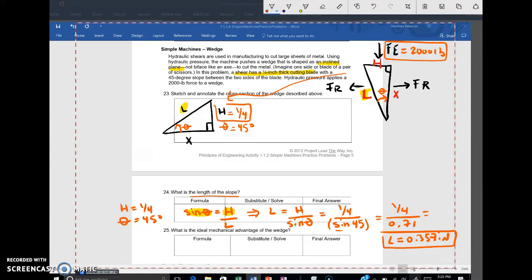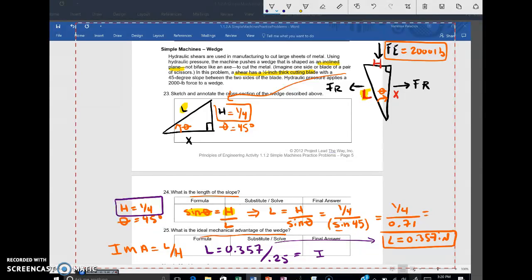Okay? And then the last one says, what is the ideal mechanical advantage? So the ideal mechanical advantage, remember, is going to be L over H, right? So we know our L, right? Our L is going to be equal to 0.357. We just solved for that. Remember? Here. And then we divide that by the H, and we said we knew our H, which is 1/4 or 0.25. So if you divide those two values, you should get an IMA equal to 1.41. Right? So that's the problems for the wedge.